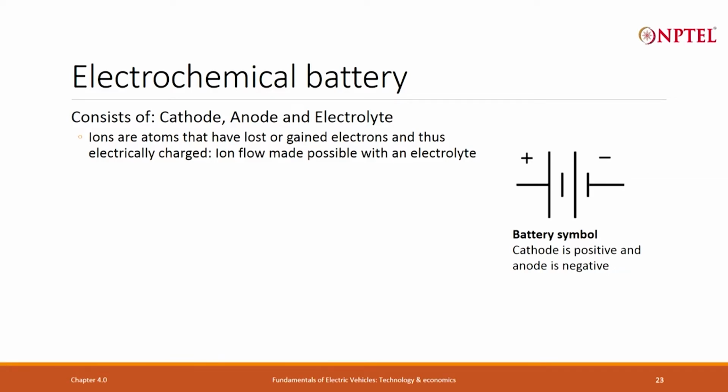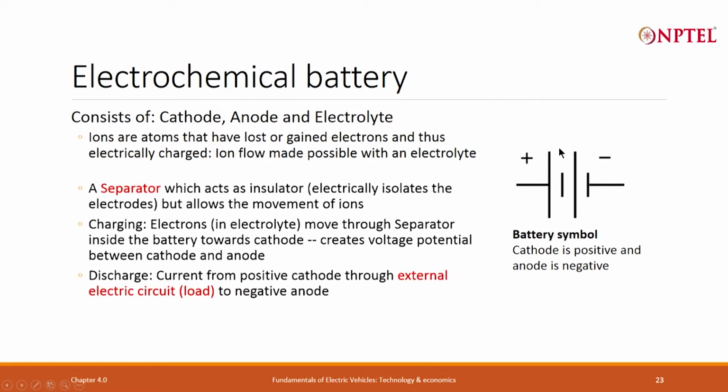Let us look a little bit more at a battery. It consists of 3 elements: cathode, anode and electrolyte in between. Cathode is positive, anode is negative, and there is electrolyte. Ions are atoms that have lost or gained electrons. These are called ions, either one less than in a neutral state, which is positively charged, or one more, which is negatively charged, and these ions actually flow in the battery.